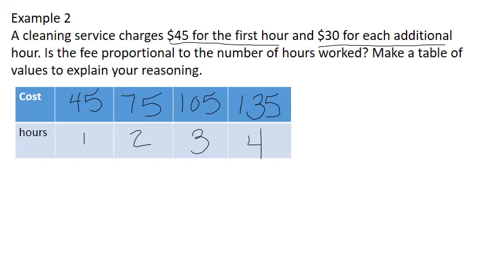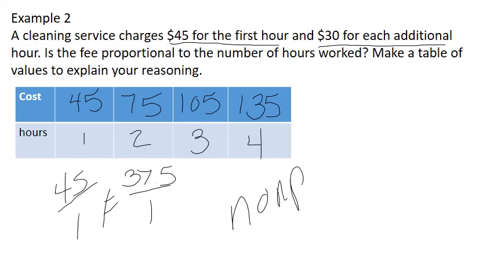So in order to tell if this is proportional, you would have to simplify your rates and see what happens. So 75 divided by 2, that ends up being 37.5 over 1, and that is not equal to 45 over 1. Therefore, it is non-proportional. So all you have to do is set up your rates and see if they equal each other.